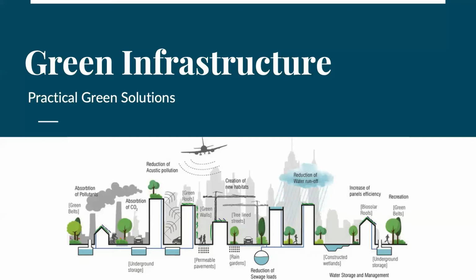You can see in the little infographic below the title on the first slide that we can have things such as green belts, green roofs, green walls, tree-lined streets. We can have things like bio-solar roofs, constructed wetlands, some underground water storage, things like permeable pavement. All of that type of thing, and rain gardens can also work to help us.